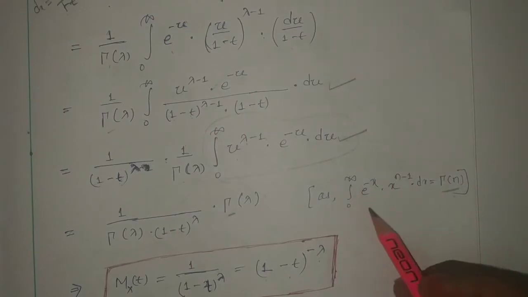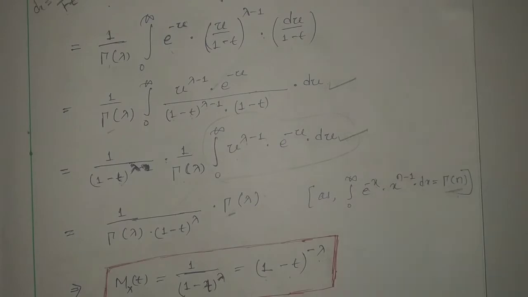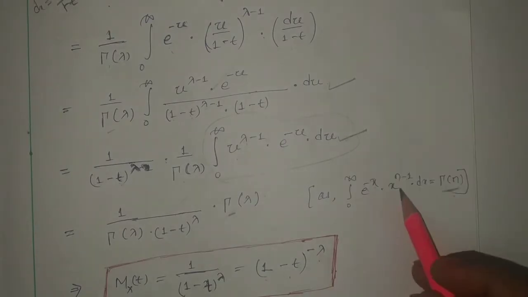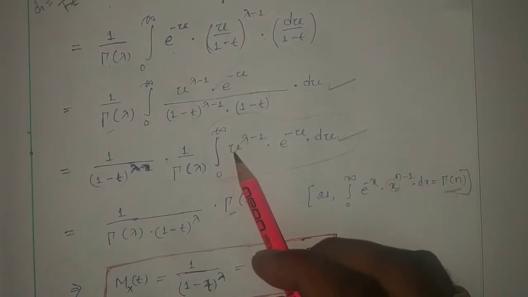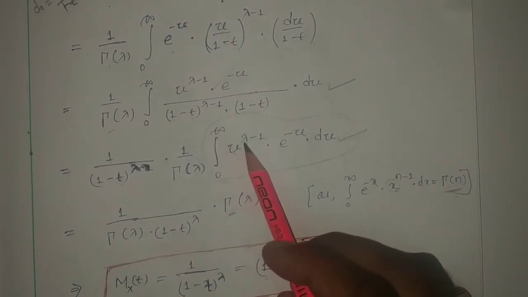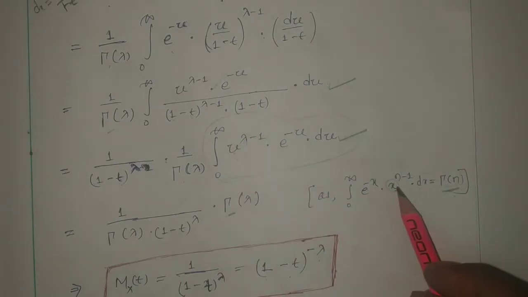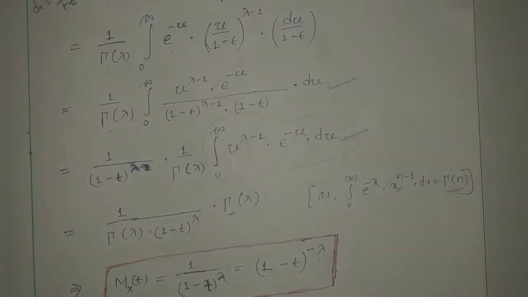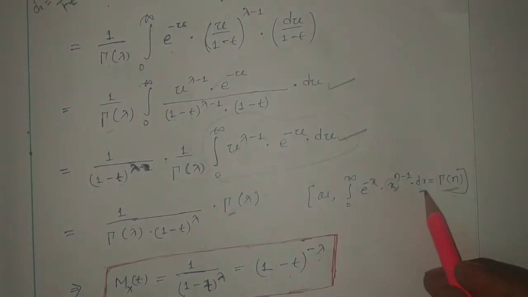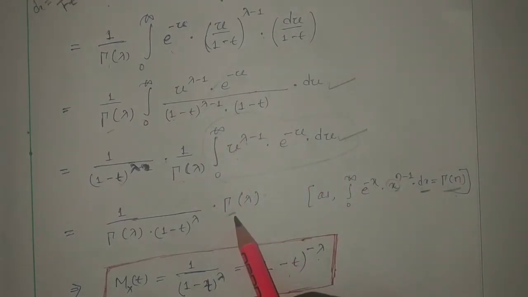How? We know that 0 to infinity e to the power minus x into x to the power n minus 1 dx equals gamma n. So here, instead of x, it has been written as u. Instead of n, here it is lambda. Just the symbol has been changed. Okay. So if it is gamma n, obviously this will also be gamma lambda, right?